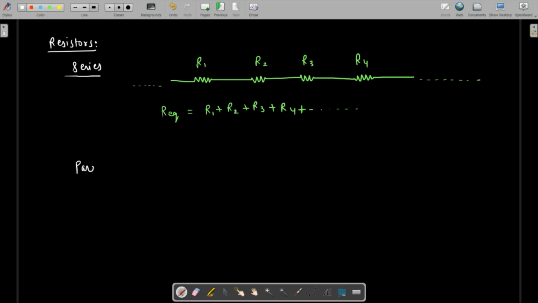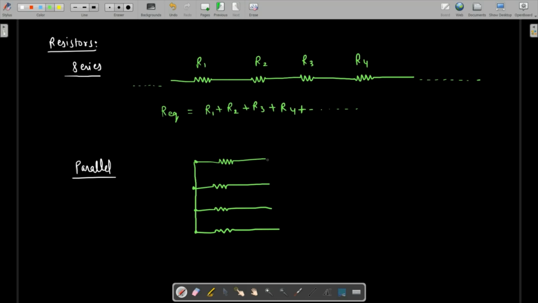Likewise, we have a parallel connection of resistors as well, in which one end of each resistor is connected by the same wire, and the other end is also connected by the same wire, which has negligible resistance. For example, these are a couple of resistances. We take the left end of each resistance and connect them with a resistance-free wire, and we take the right end of each resistance and connect them by again a resistance-free wire.